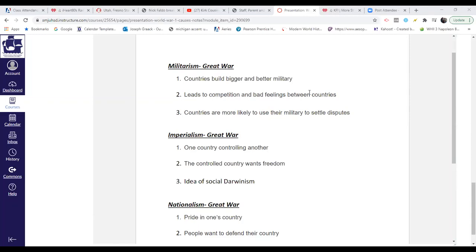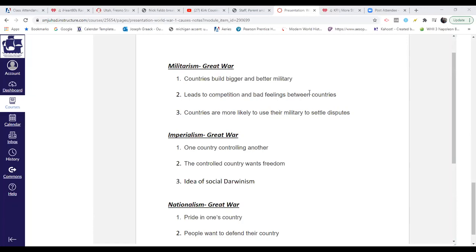So imperialism also creates a lot of hostility. You want to be the one country that controls another part of the world. You don't want to be part of a people that are controlled by another country. Those people that are controlled generally want their freedom. And generally, during this time period, you have Darwin's theories about basically the strongest survive. And so they extrapolate that from sort of the scientific realm also to the military and political realm.